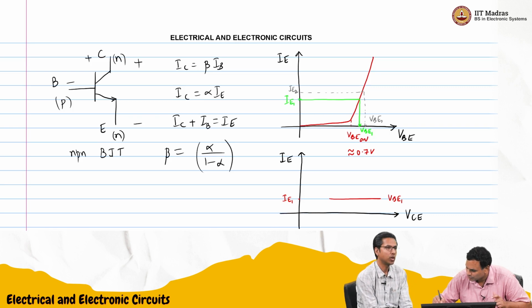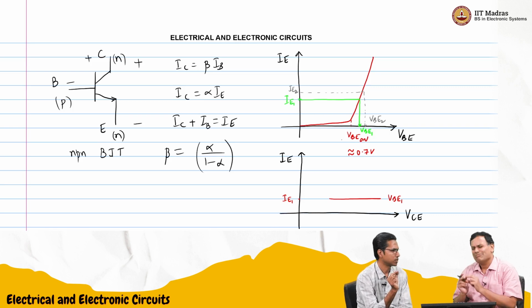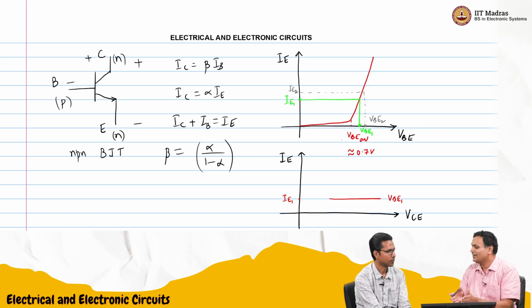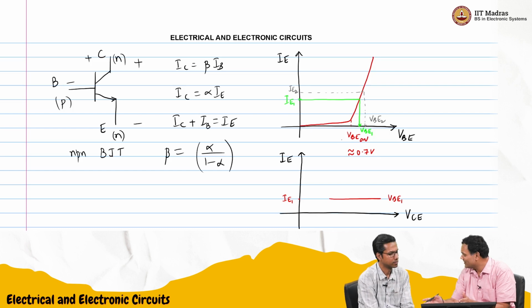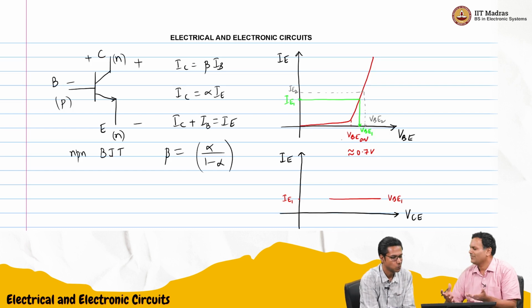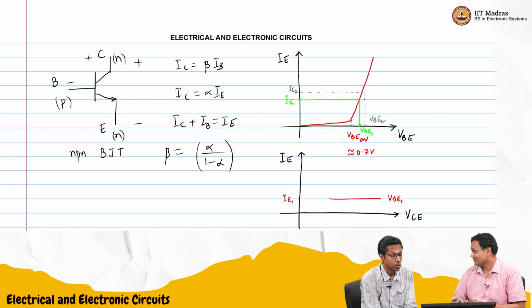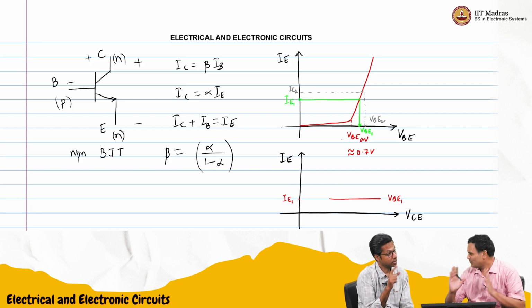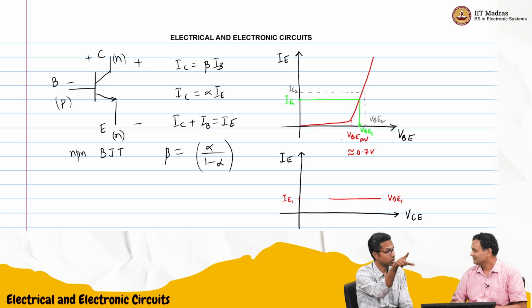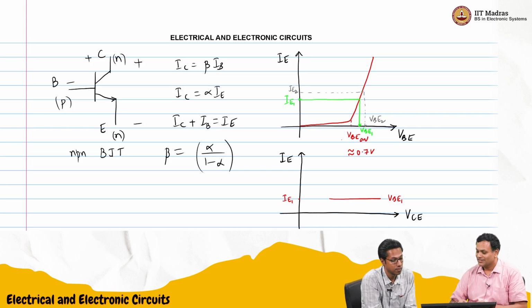So these VBE1, VBE2 differences are minute, very small changes. This is exponential, no? Correct. Maybe instead of 0.7, I become 0.71, 0.705, something like that. So they're very, very small changes, but the emitter current change is a lot. So everything is almost 0.7, and almost the same current goes through collector base. That is the point.